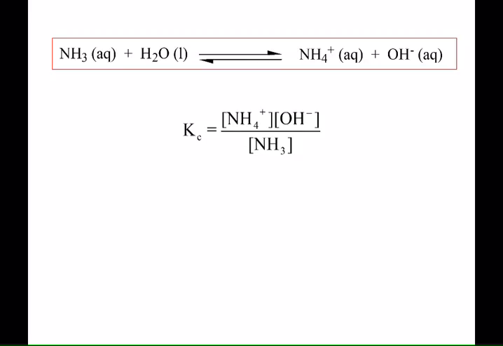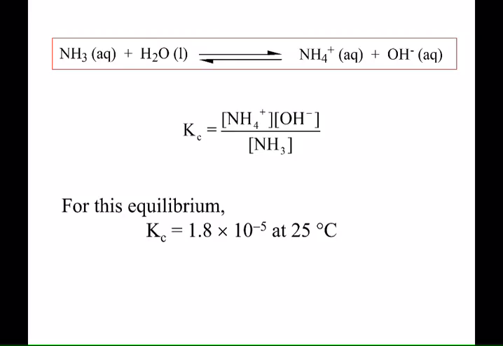Again, it's products over reactants. So ammonium raised to the first power times hydroxide raised to the first power divided by ammonia, NH3, also raised to the first power because that's a stoichiometric coefficient. So that's something to put in the back of your mind. That's an important aspect of writing equilibrium constant expressions. For this particular equilibrium, does it favor the reactants or the products? Small, so it favors the reactants. Yep, favors the reactants.